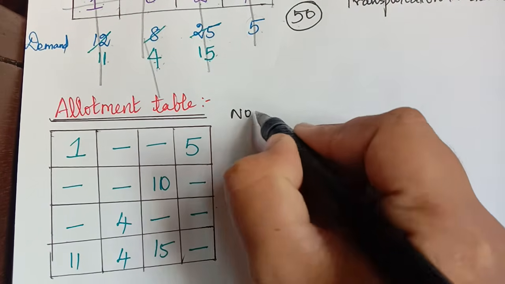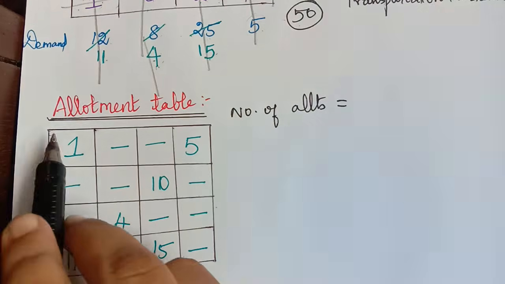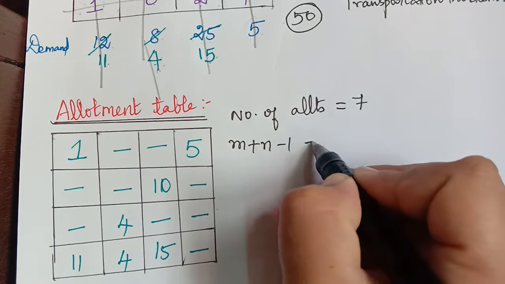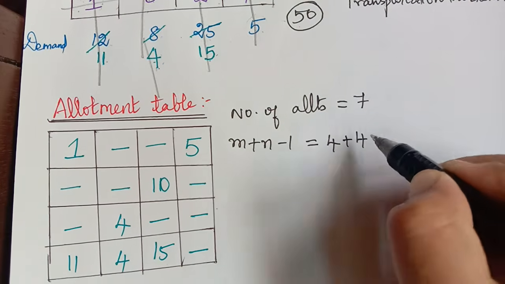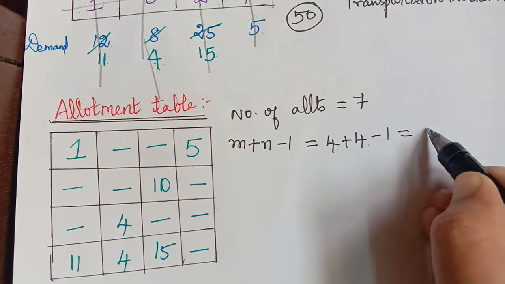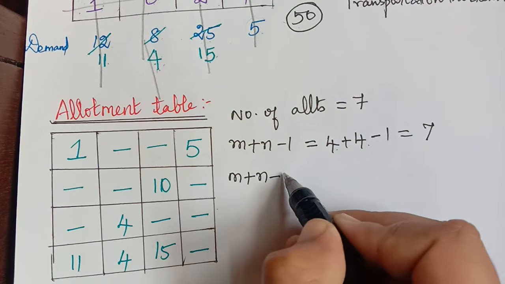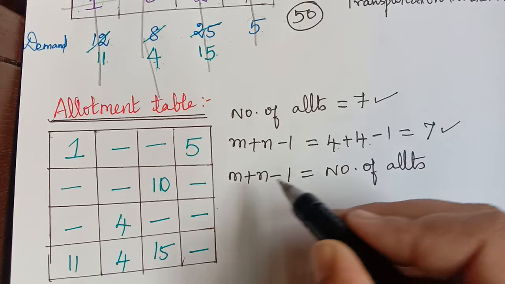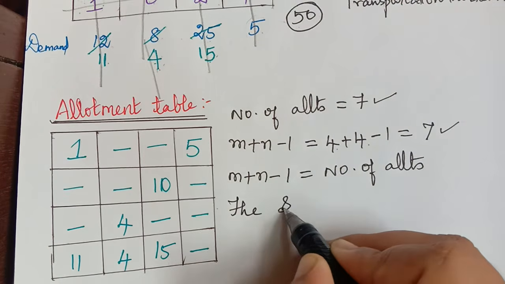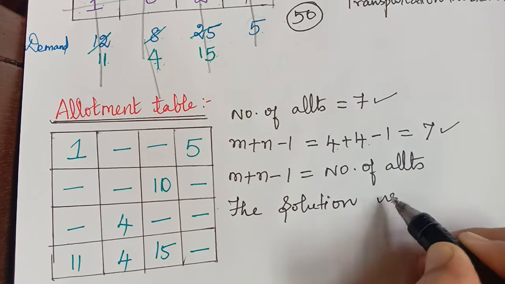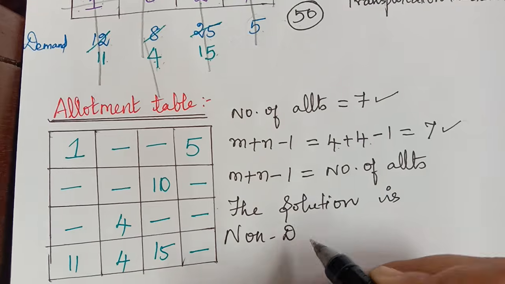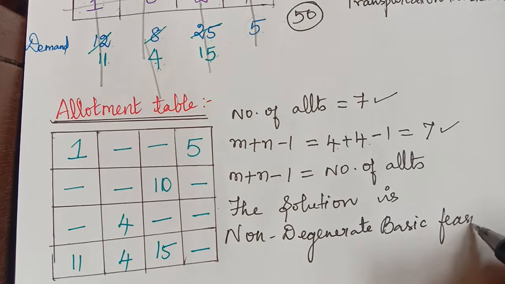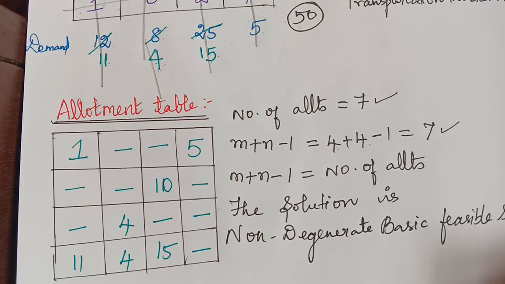Now if you see, the number of allotments is equal to 1, 2, 3, 4, 5, 6, 7. And then m plus n minus 1 is equal to, there are 4 rows, 4 columns, so 4 plus 4 minus 1, and so that is equal to 8 minus 1, which is 7. So we notice that m plus n minus 1 is exactly equal to the number of allotments, because these two are equal. So if they are equal, then the solution of this problem is a non-degenerate basic feasible solution. So we shall find that solution now.